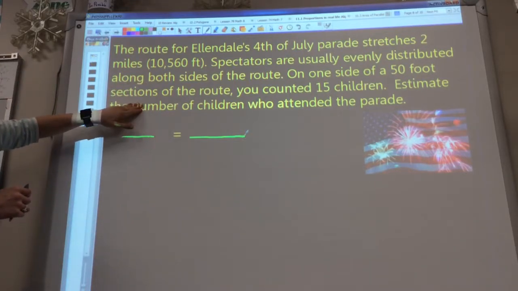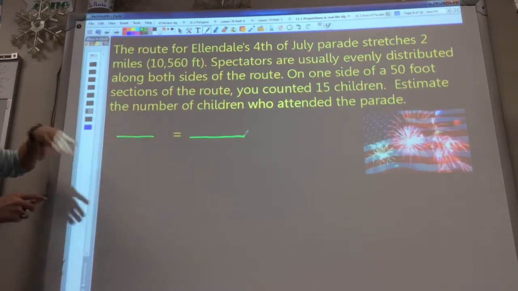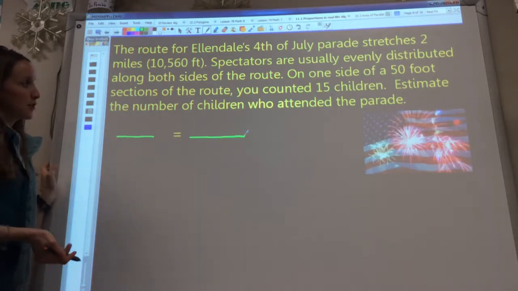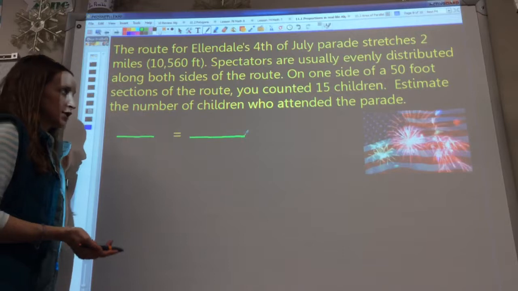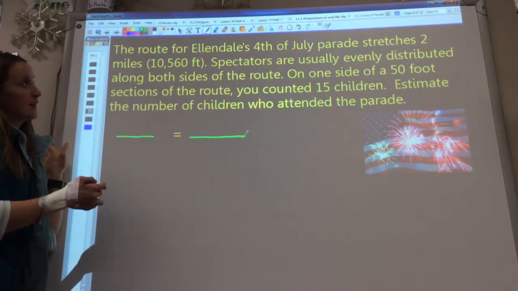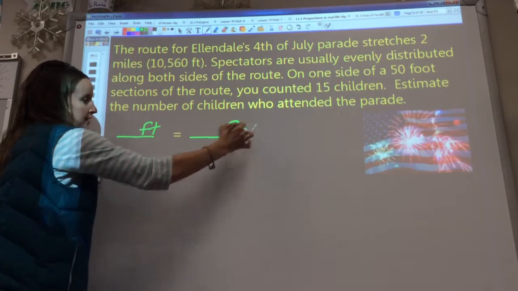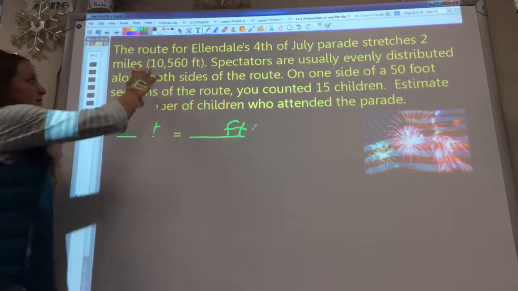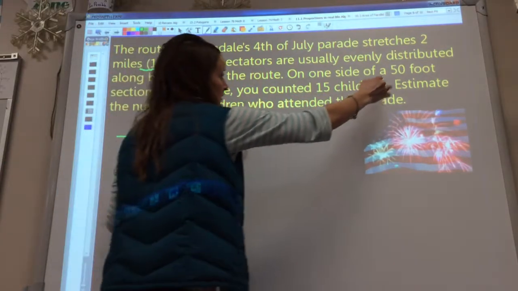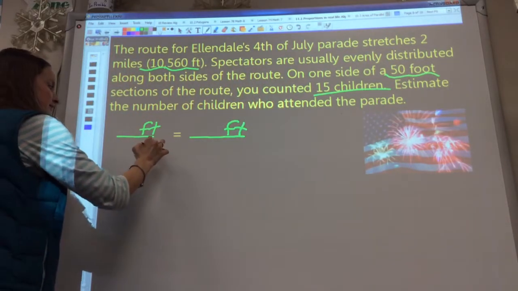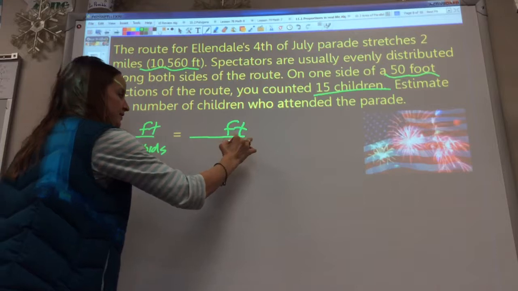Now, on one side of a 50-foot section, you counted 15 kids. Estimate the number of children who attended the parade. Okay, so the first thing we're given is feet. So maybe we just want to go feet and feet. And the other thing we're given is kids. So maybe we want to go kids and kids.